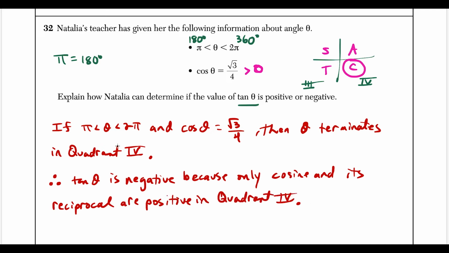Now, one thing to really emphasize is that it's very important to mention the given information here, because that's what allows us to conclude that theta terminates in quadrant 4, which ultimately allows us to say that tangent theta is negative.